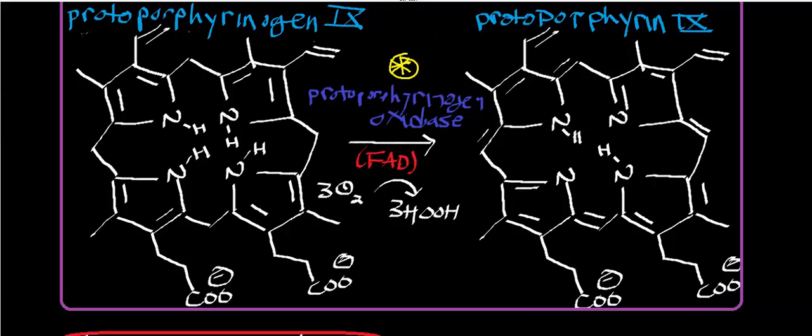Okay, so this enzyme is going to do a biotransformation of protoporphyrinogen into protoporphyrin. And I know those names sound similar, but what you can see by looking at protoporphyrinogen versus protoporphyrin is that protoporphyrin actually has extensive double bond conjugation going around the whole ring.